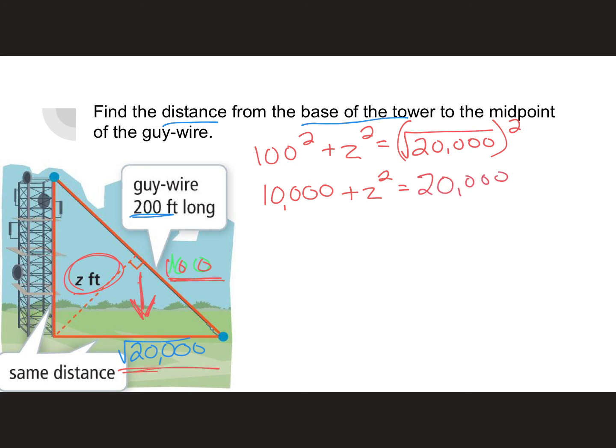I'm going to subtract 10,000 from each side, so I have z squared equals 10,000. Take the square root, I get z equals 100. So I get z equals 100. Remember, even though the answer could be positive or negative mathematically, the only correct answer would be 100 because it is a real-world situation and the distance of the wire cannot be negative.